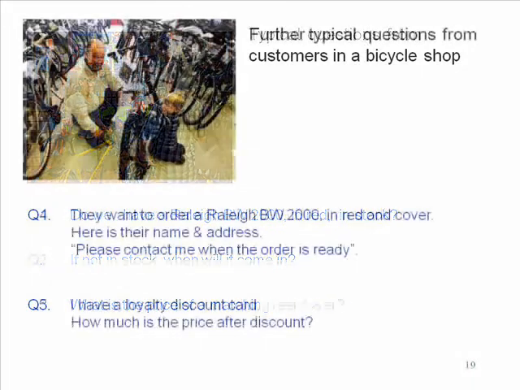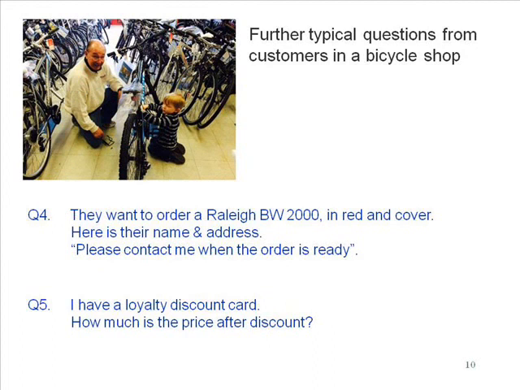The customer is likely to ask more questions. For example, they may wish to order the bicycle by providing their name and address and ask to be contacted when their order is ready. This implies that the transactional system has a facility for entering data as well as reading it. And finally, the customer announces that they have a loyalty discount card, and that's going to affect the price of the whole sale. This means that the shop's transaction support system is going to have to be able to do lookups, such as find out the percentage discount, and then do basic mathematics, such as calculate prices and discounts.